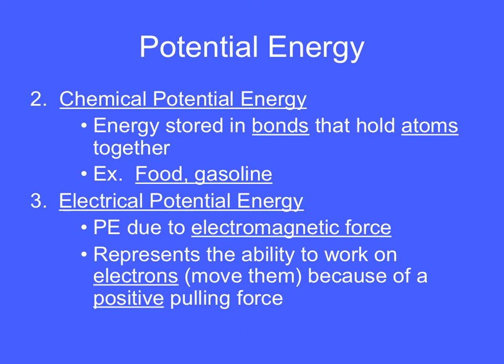The third type is electrical potential energy. This is the ability for us to move electrons because of the electromagnetic force. Basically, if you think of an electron, it is a negative charge, and when we create a positive charge, it actually pulls on those electrons, and that's how a wire works. You create this positive pulling force, and you pull the electrons through the wire to generate electricity.